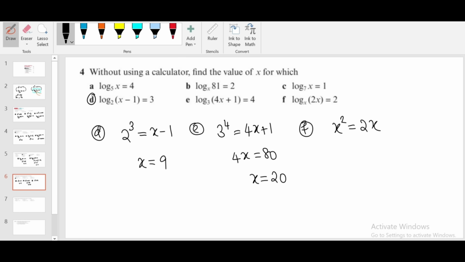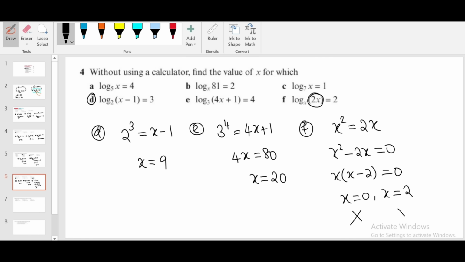For F, if you rewrite using power, you will get x square is equal to 2x. Right? What you're not supposed to do, don't cancel x's. You need to write it as a quadratic equation. So we'll get x times x minus 2 is 0. x is equal to 0 and 2, right? But remember I told you log this cannot be a negative number or a 0, right? So x cannot be 0, x is equal to 2. Understand?